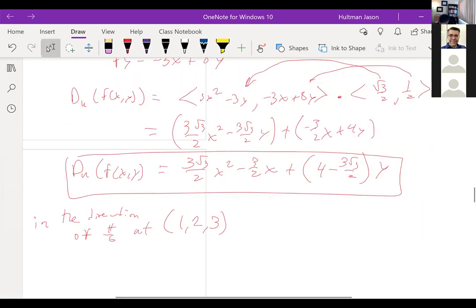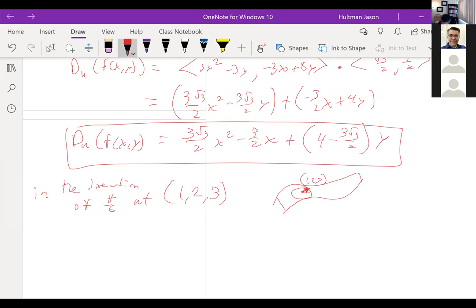So we have some sort of surface. I don't know what it is. Okay, but at 1, 2, 3, we want the derivative in the pi over 6 direction. So what's the derivative in the pi over 6 direction at 1, 2, 3 of this surface, this z function?